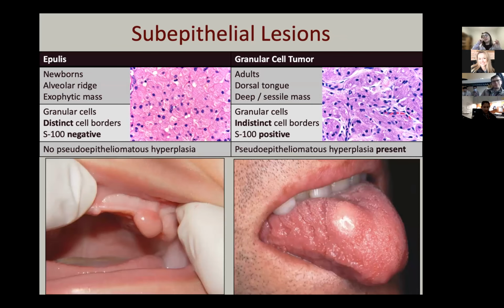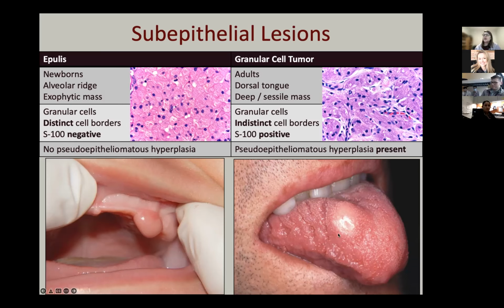So moving into the subepithelial lesions. I put these here, honestly, more because these lesions are pathologically similar. They're actually quite clinically different. So epulis or congenital epuli tend to be these exophytic masses on the alveolar ridges of newborns. They are composed of these sheets of cells with very granular cytoplasm, very distinctive cell borders.